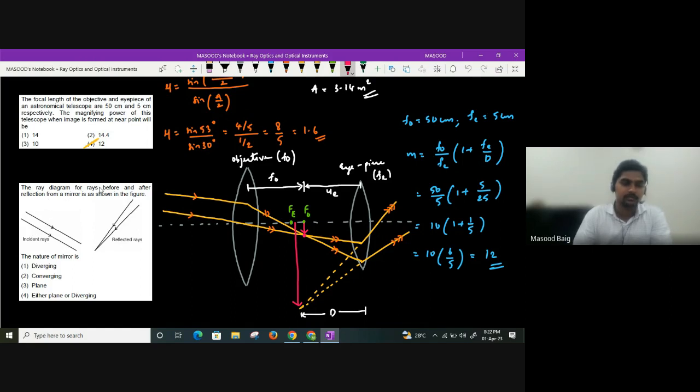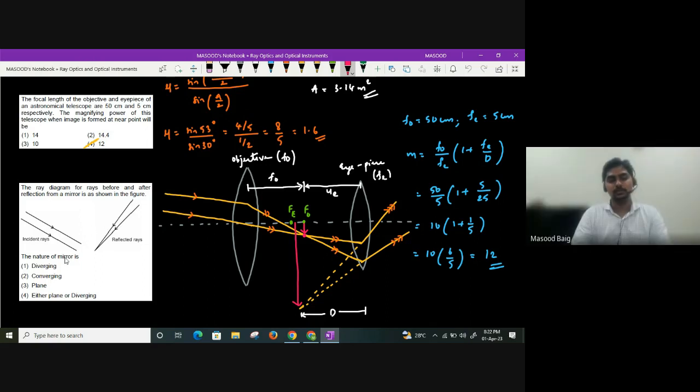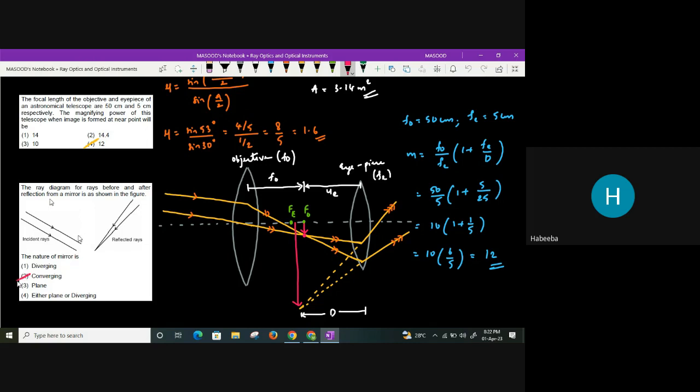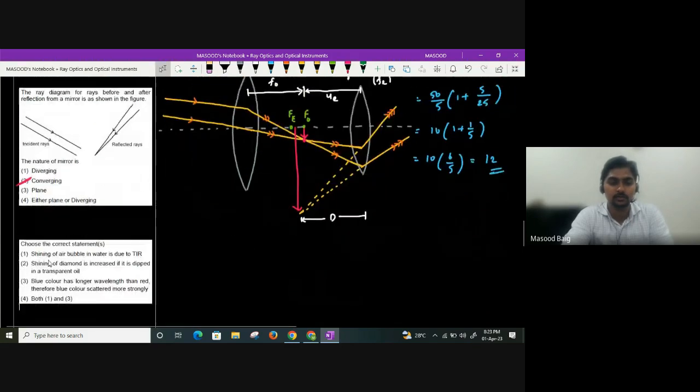Now, next question is, the ray diagram for rays before and after reflection from a mirror is given. Incident rays are like this, parallel incident rays. How are the reflected rays, guys? Converging or diverging? Converging. Right. If you take a plane surface, if incident rays are parallel, reflected rays will also be parallel only. So which type of mirror will this be? It will be a concave mirror or a converging mirror, guys. Whenever we have diverging reflected rays, then it will be a convex mirror.